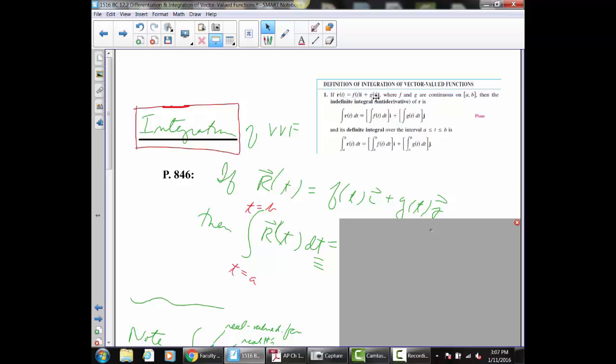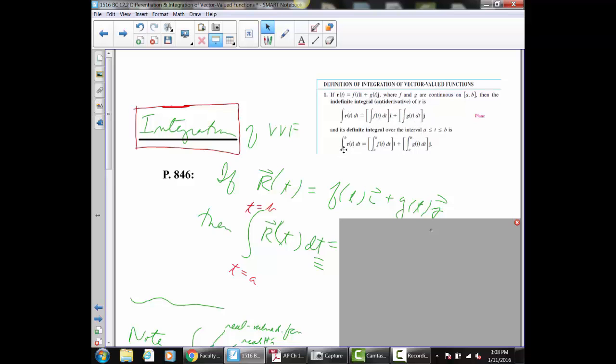So if r of t equals f of t, comma g of t, if I think of that in component form, and f and g are continuous on the interval from a to b, then the indefinite integral, the antiderivative of vector valued function r, is the integral of f of t dt i plus the integral of g of t dt j. So basically, what they're telling you is, if you want to take the integral, just take the integral of the coefficient of your unit vector i, and don't forget to stick the i on there, and then plus the integral of g of t dt times j.